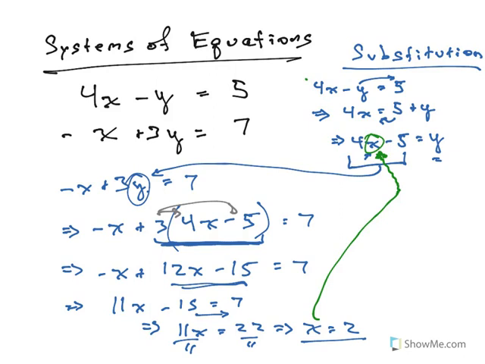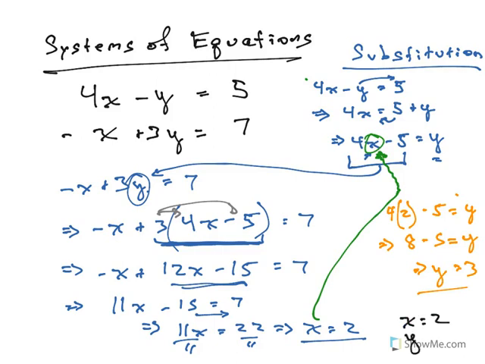So we'll say, okay, 4 times x, which is 2, minus 5 is equal to y. So 8 minus 5 is equal to y. That tells me y is 3. And now I have my second answer. Now I'm done. What is the value of x and y? X is equal to 2, y is equal to 3. And I've solved this problem.